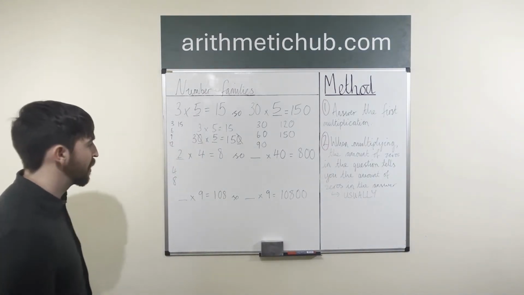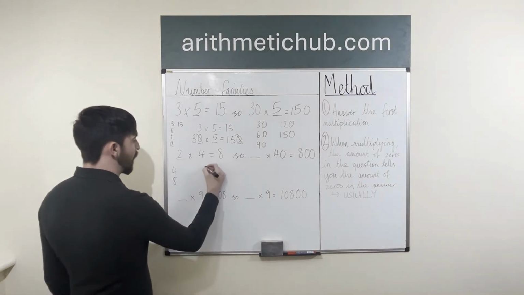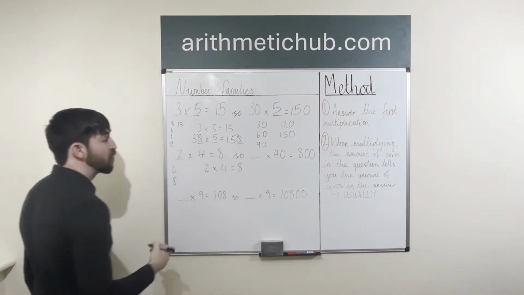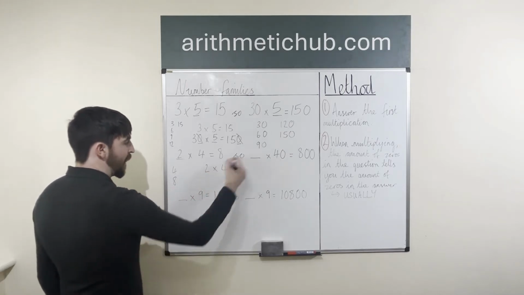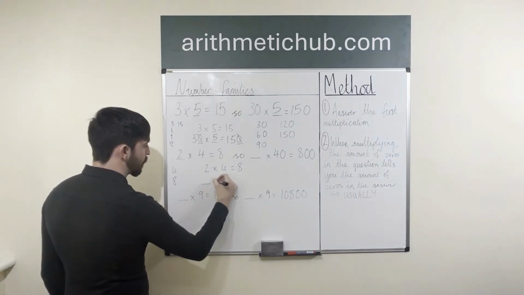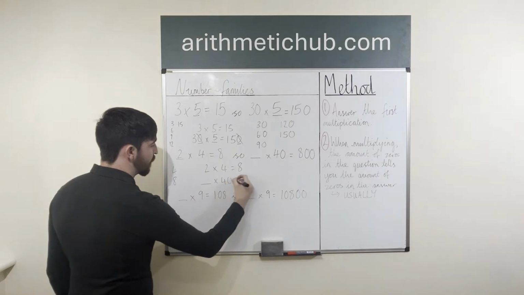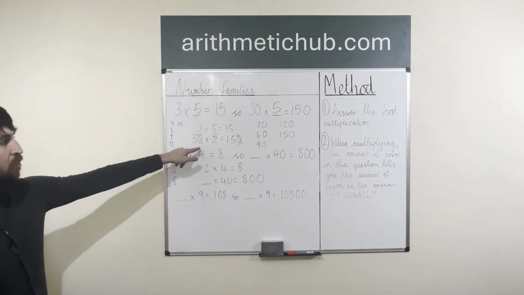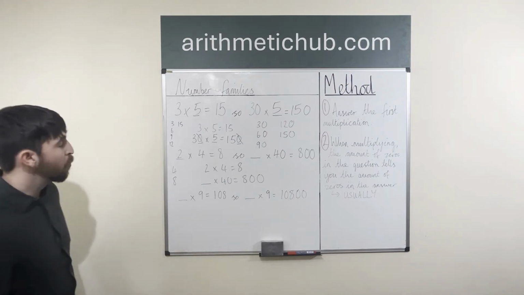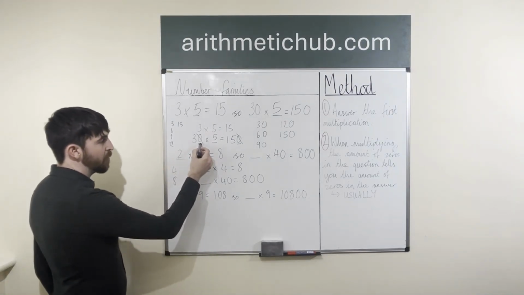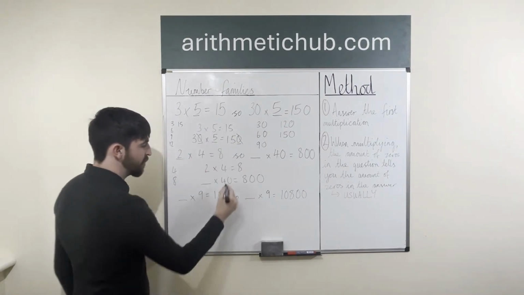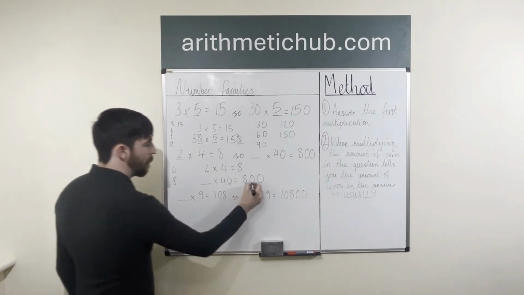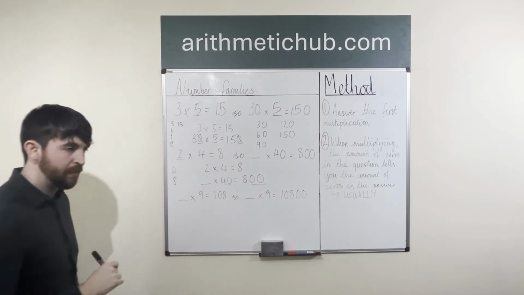Now, this is where it becomes a little bit more complicated. So, 2 times 4 gave me 8. So, something times 40 is going to give me 800. Using what we've learned from the question before, we noticed that if we added a zero in the question, then we added a zero in our answer. Here we've added one zero in the question, but we've got two zeros in our answer.